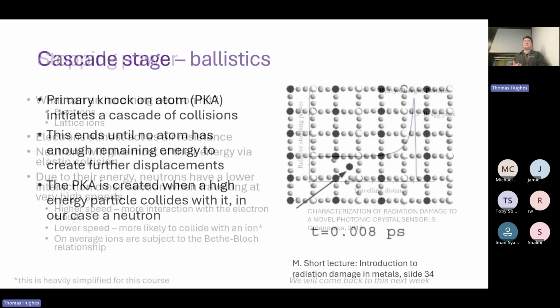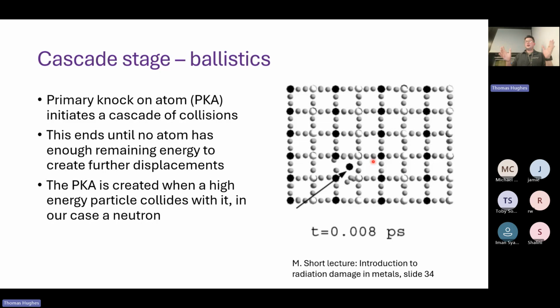So there are generally about 3 stages for our collision to happen. The primary knock-on atom initiates the cascade. The primary knock-on atom is the first atom that gets hit by our neutron. This comes in here, and we're looking at 0.08 picoseconds. This initiates a cascade of collisions, and this ends when no atom has enough remaining energy to create further displacements. It does require some energy to kick an atom off its lattice site, otherwise they'd always be falling off it. So once they stop doing that, no more cascade happens.